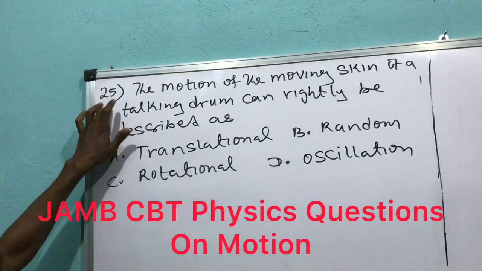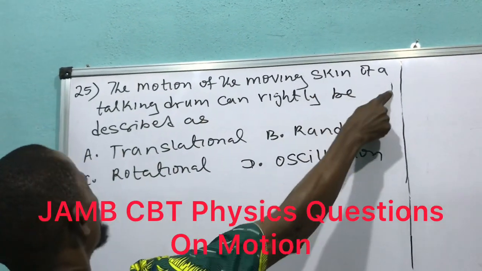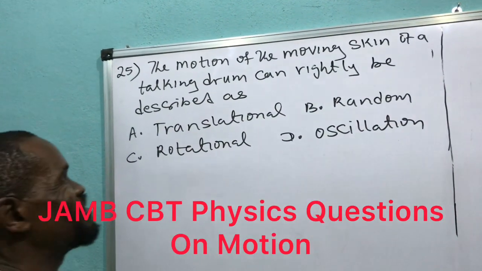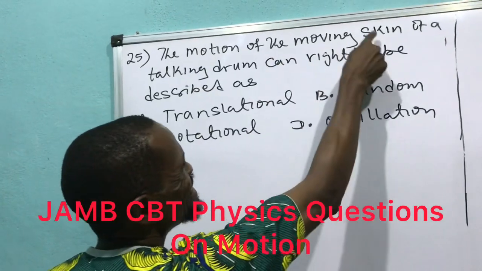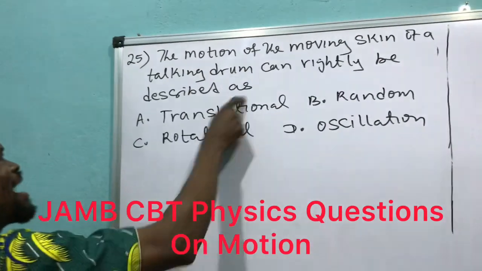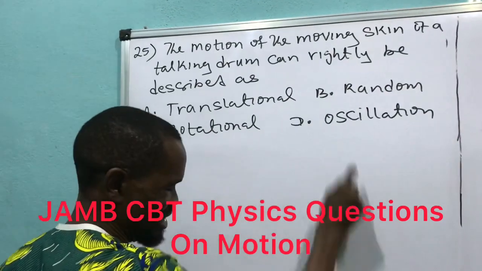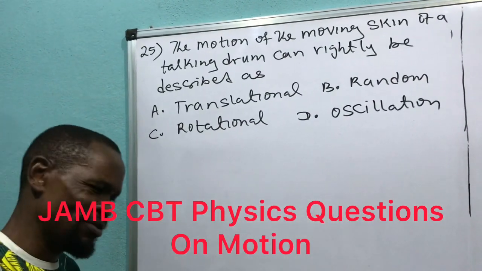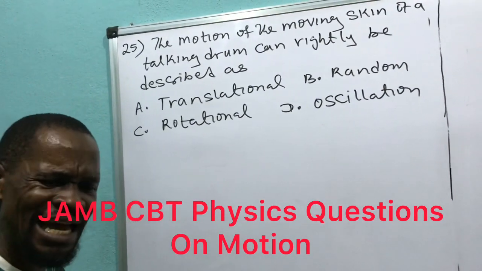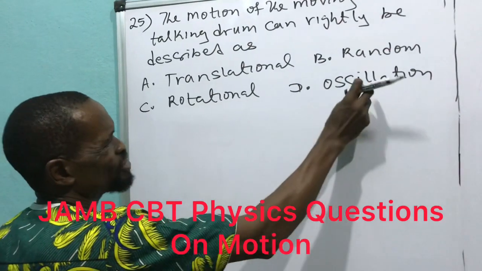And there is question number 25. It says the motion of the moving skin of a talking drum can rightly be described as translation, random, rotational, or oscillation. The skin, when you beat it, how does it move? It oscillates. So our answer here is oscillation motion.